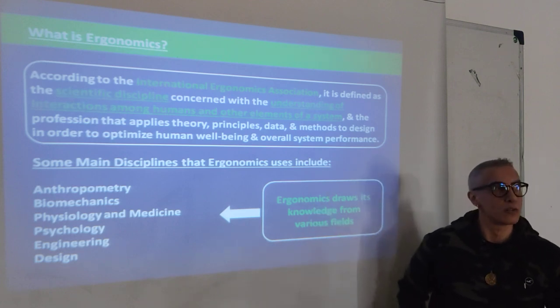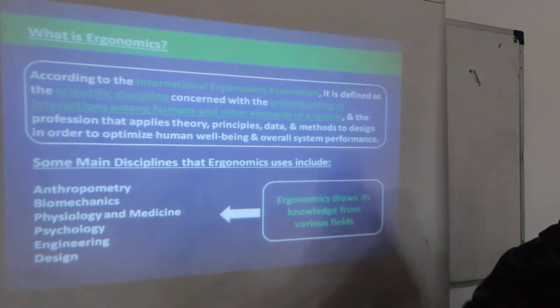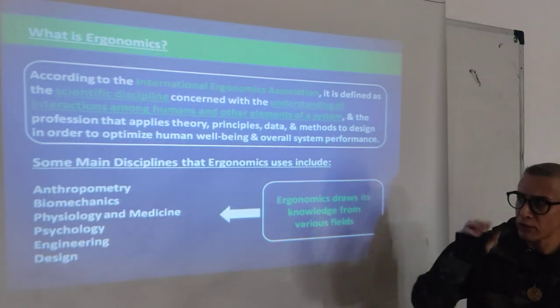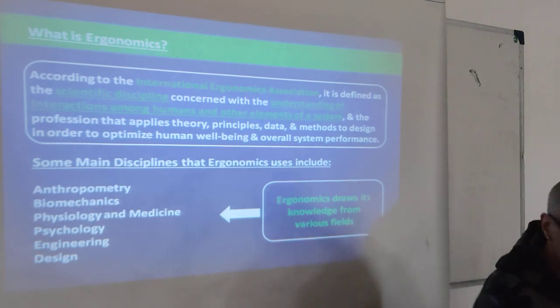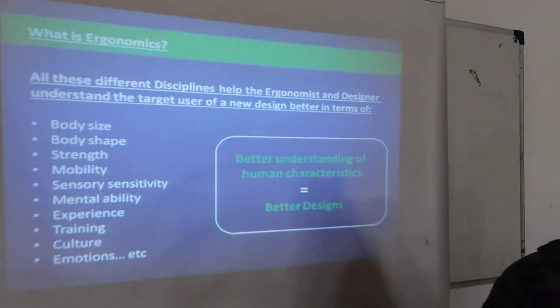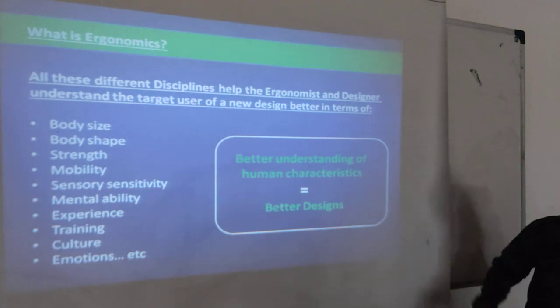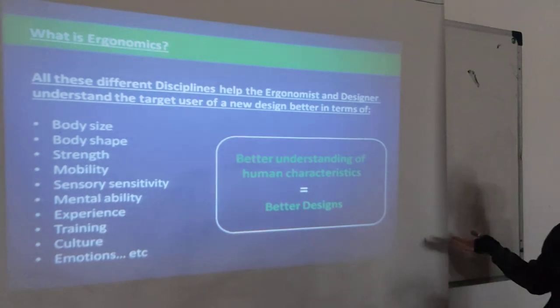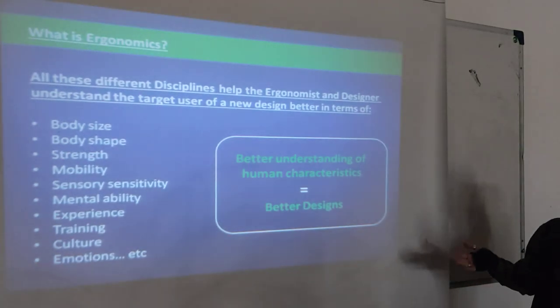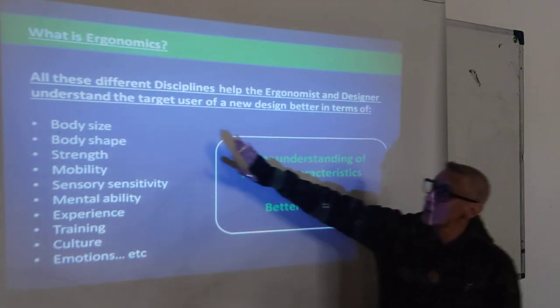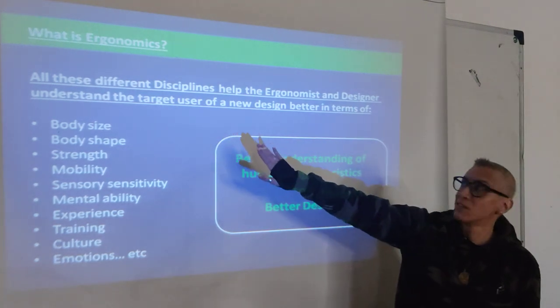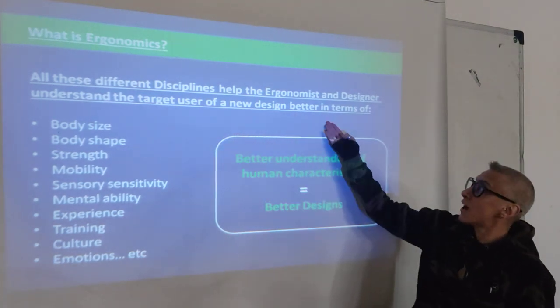And it's very widely used. Okay? Now later we will discuss a little bit more about these also, not all of them. But the most important in next lectures. So all of these different disciplines, okay, what do they basically help the ergonomist and the designer? They will help better to understand the target user, the human again, okay, of a new design.